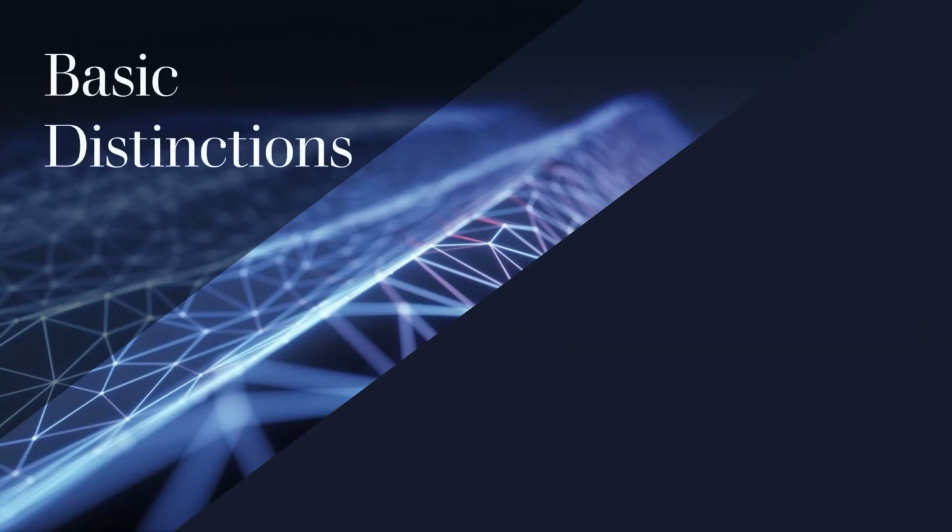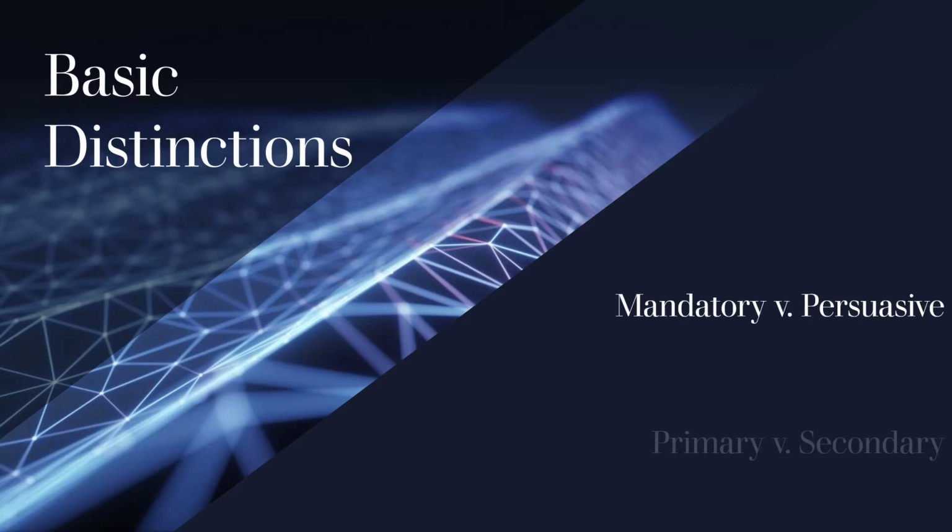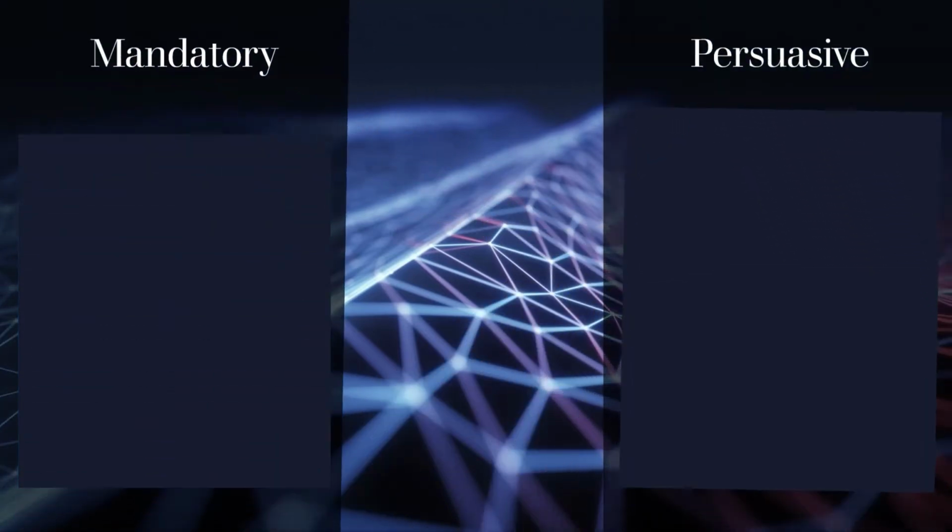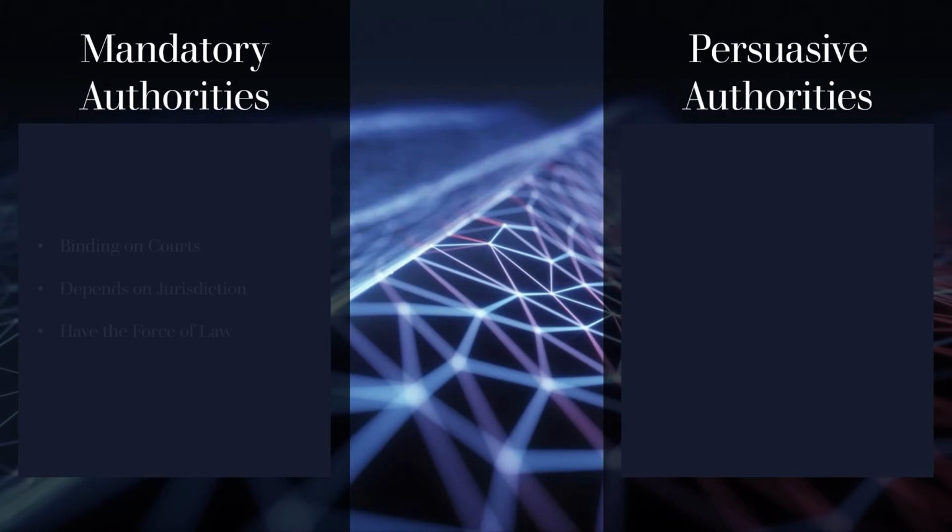There are two important distinctions between the types of legal authorities that you'll encounter. Those are the distinctions between mandatory and persuasive authorities, and between primary and secondary authorities. The first distinction is between mandatory authorities and persuasive authorities. A mandatory authority is a law that is binding on the court in that jurisdiction. The court will need to rule in accordance with that law. This can be a constitution, a statute, or a precedential case from a higher court.